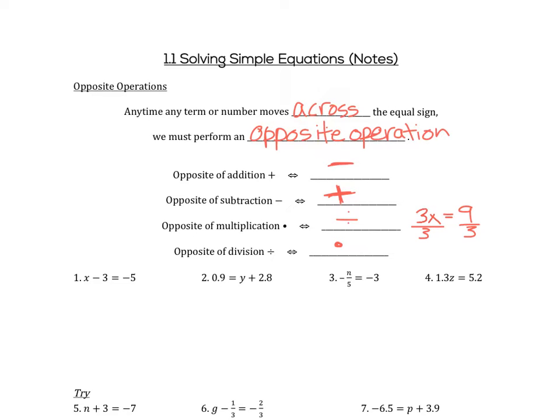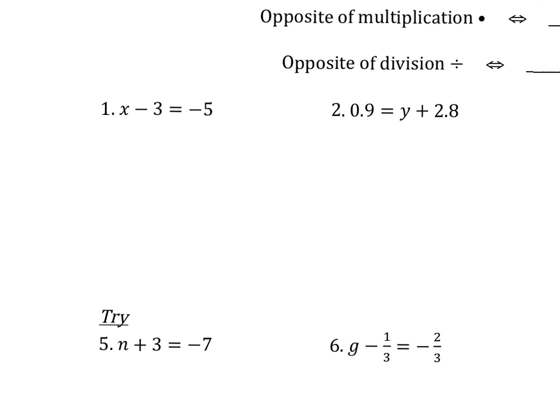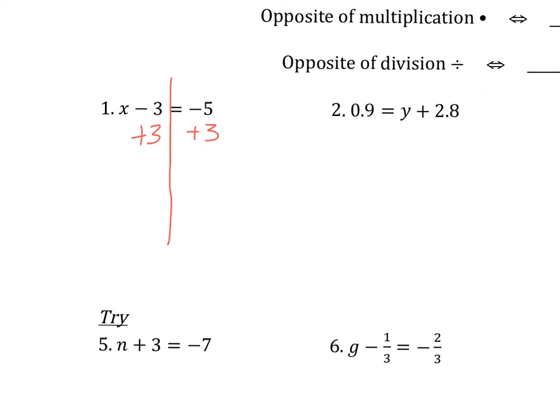Let's go ahead and look at a few examples. Number 1, I see x minus 3. That's subtraction, so I want to do the opposite operation and add 3 across the equal sign. Sometimes we really like to see a line down the equal sign, which helps me visualize if I'm on the same side or opposite sides of the equal sign. On opposite sides like this, I have x left over. That's gone. Negative 5 plus 3 is negative 2, and that would be my final answer because x is by itself.